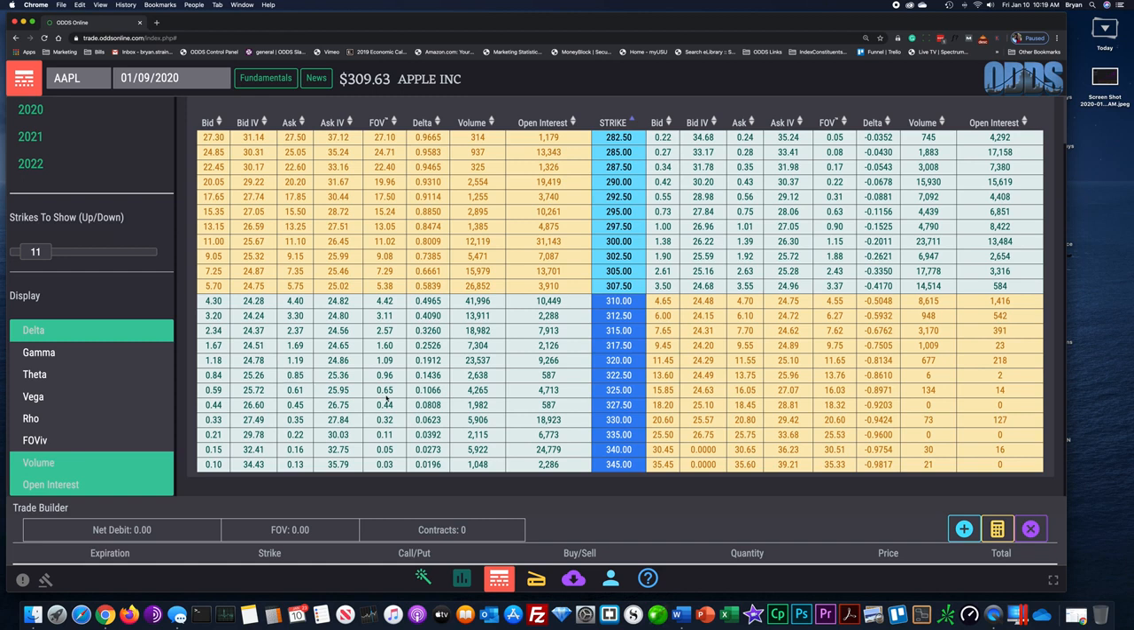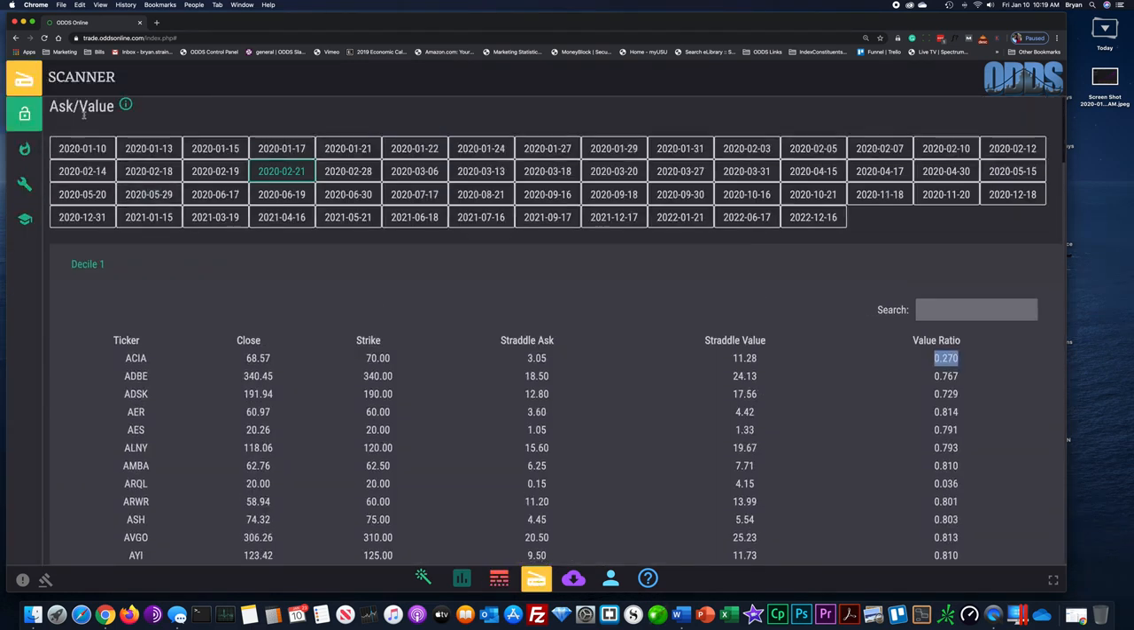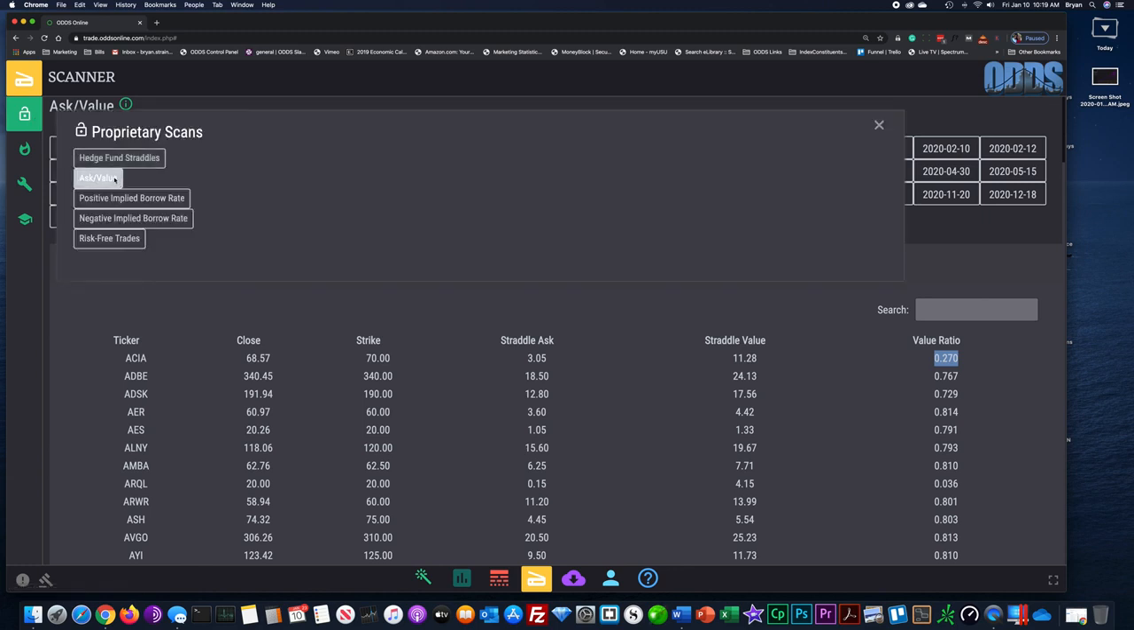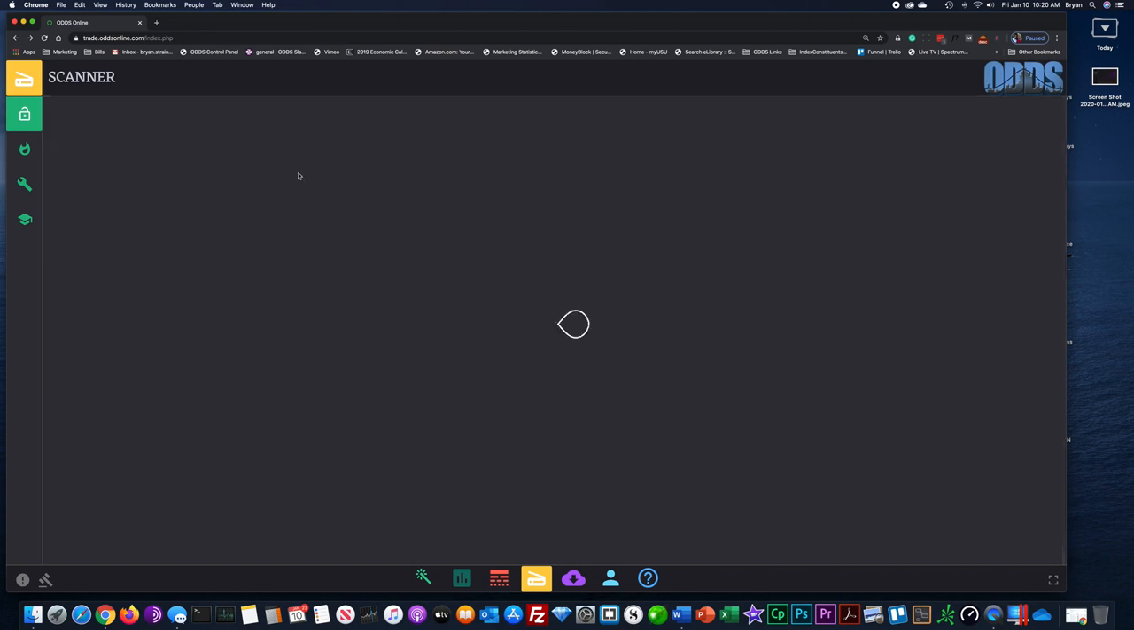So each option is going to be valued differently because supply and demand determines an option's price. And knowing what the value is tells us whether the option is cheap or whether it's expensive. So the next thing that we can do that goes even further than this is this right here. It's called the Ask Value Scan in Odds Online. And what this lets us do is it lets us choose any time period. So I'm going to go out here to February 21.